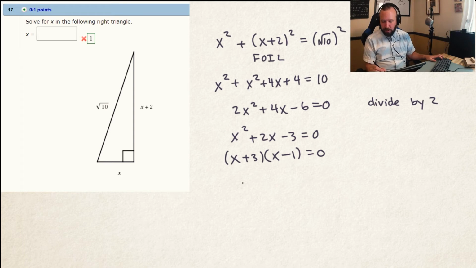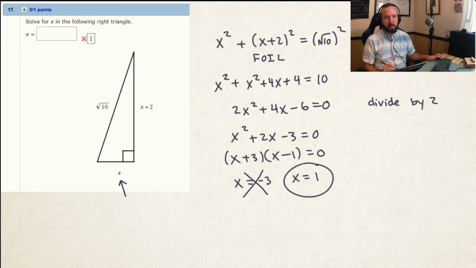So then when I solve each of these factors, I'll get negative 3 and positive 1. And these x's represent lengths of sides of triangles, so it doesn't really make sense for me to have a negative length. So that's an extraneous solution. So x equals 1 is the only solution.